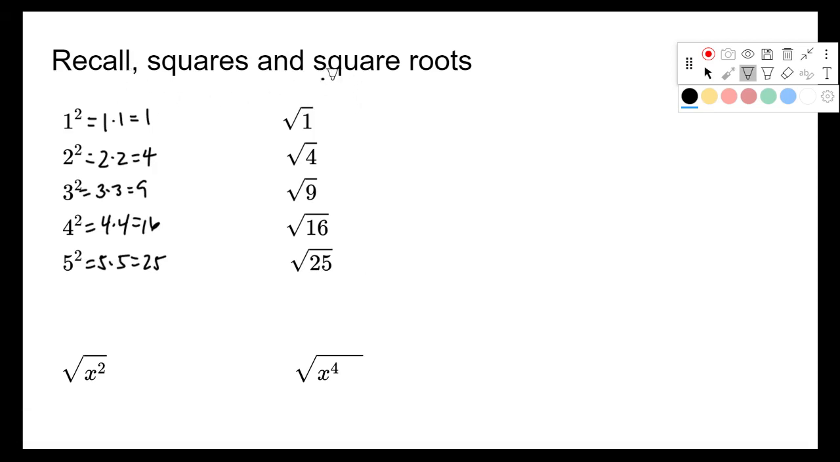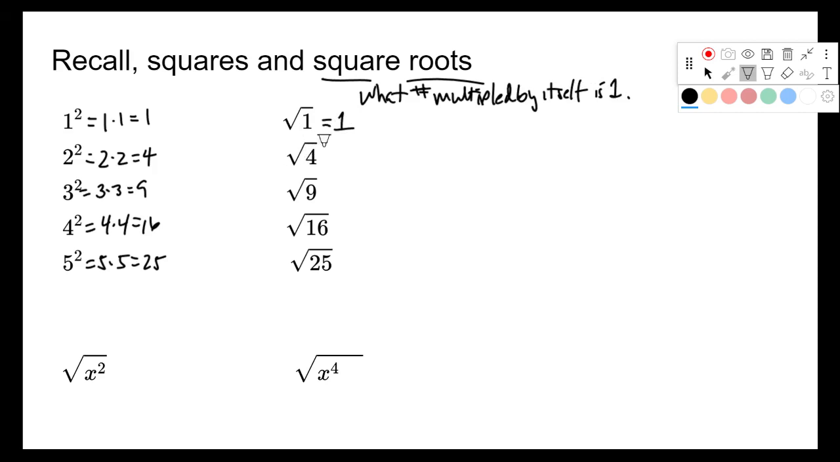Now remember, square roots undo the process of squaring something. So for example, the square root of 1, when I ask you for that, I'm asking you what number multiplied by itself is 1. So what number multiplied by itself is 1? Well, 1. So the square root of 1 is 1.